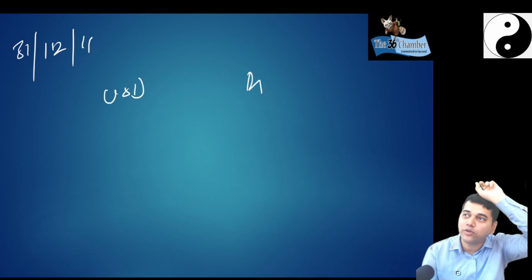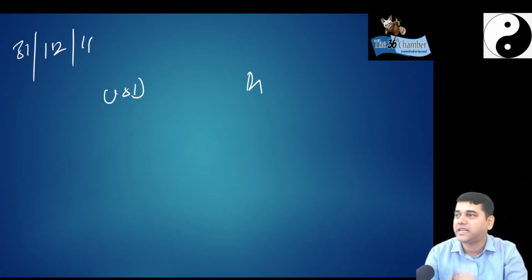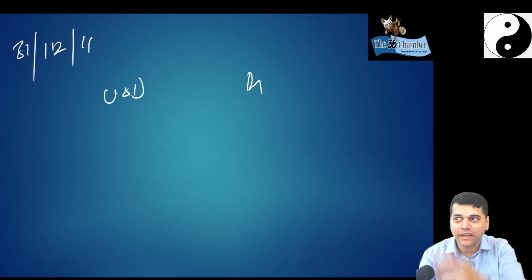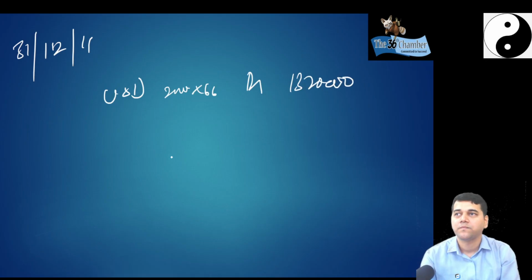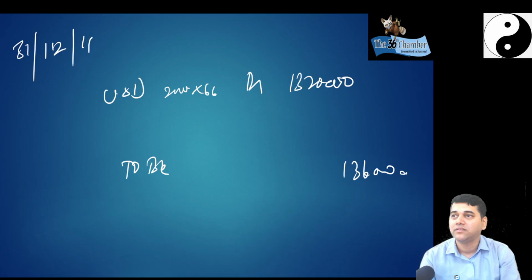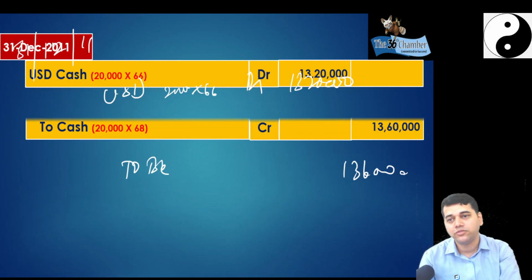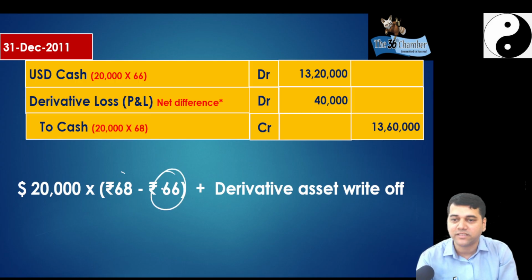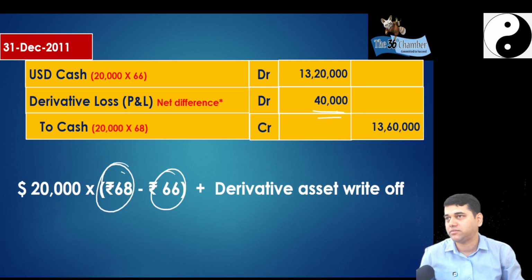Because 68 is an old story. Today, what is the fair value of this financial asset? On the day of the execution, 66, no. Today's date's fair value is 66. So $20,000 into 66, 13,20,000. To bank, how much do you pay? 68, 13,60,000. Is there any derivative liability or asset pending for writing off? No. So the differential amount will be P&L. You can cross verify this. How do you cross verify this? You agreed to buy at 68 and the market price is 66. You are unhappy because there is a loss of 40,000. That's it.